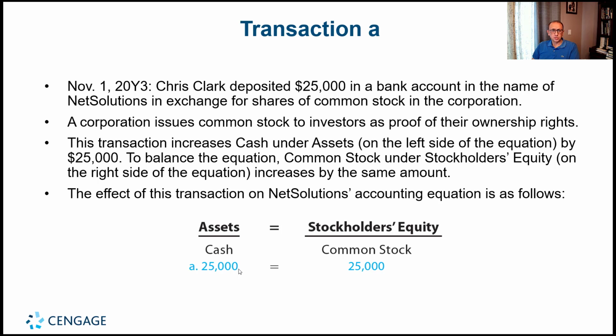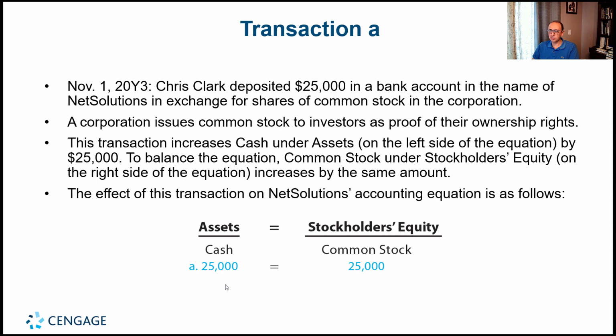So let's say here, this transaction increases cash under assets on the left side of the equation by $25,000. To balance the equation, we have common stock under stockholders' equity. That's the right-hand side of the equation, which would increase by the same amount, $25,000. One thing I want you to remember is that the accounting equation has to be always balanced. So once we increase something on the left side of the equation, something also has to increase on the right-hand side. So it has to be always balanced.